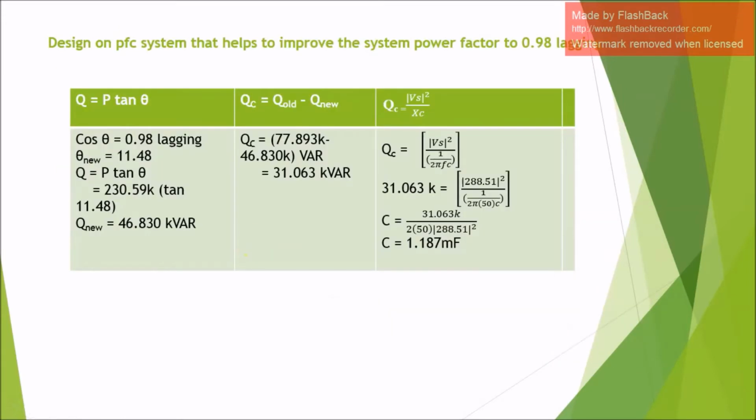Next, the design to improve the system. So the power factor given is 0.98 lagging. We have to calculate the QC by using the formula of Vs squared over Xc, and we can obtain it by using the formula of Q equal to P tan theta and QC equal to Q old minus Q new. So this is the value of Q new and the value of P.